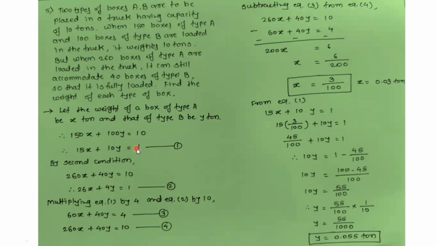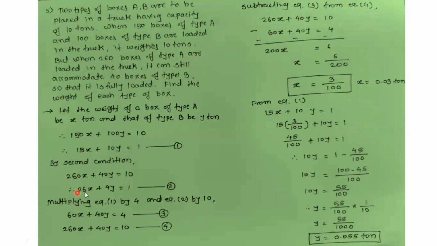Now to solve these equations, we have to make the coefficient of any one variable involved in these equations equal. So for that, multiplying equation 1 by 4 and equation 2 by 10, if we multiply equation 1 by 4, we get 15 into 4, that is 60x, plus 10y into 4, that is 40y, is equal to 1 into 4, that is 4. We will call this equation number 3.